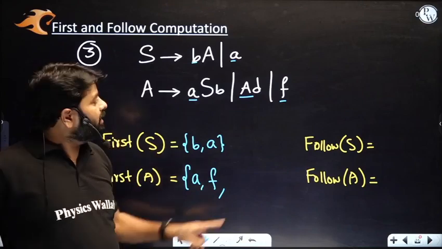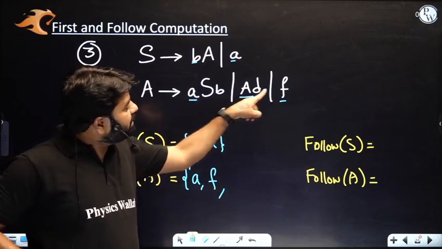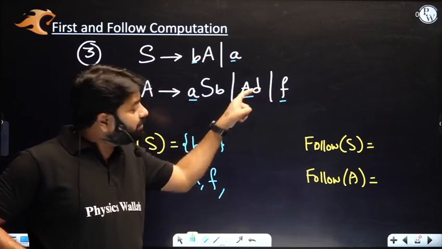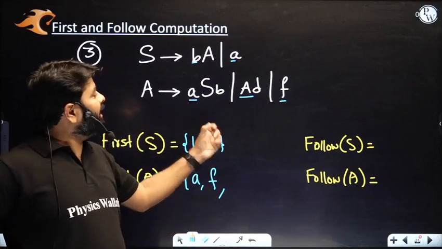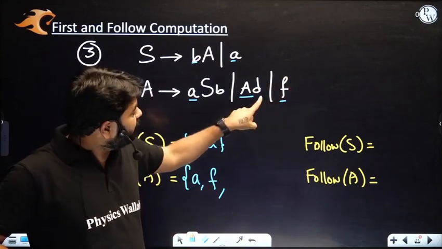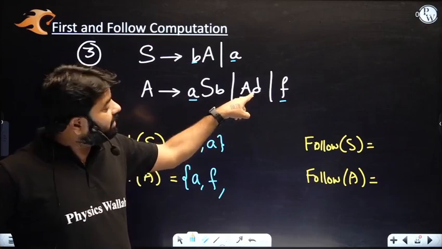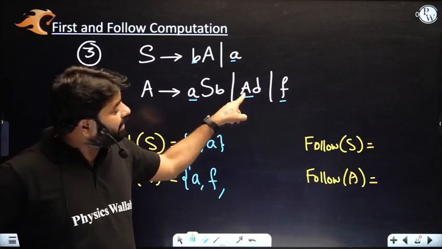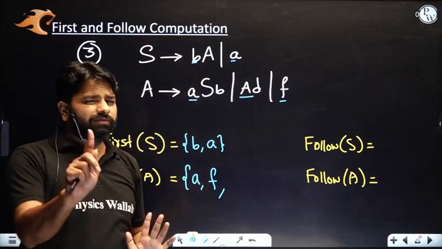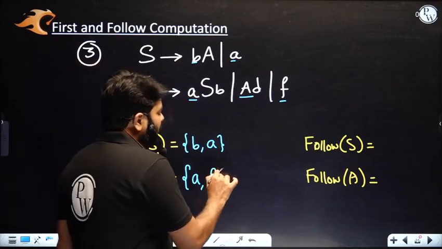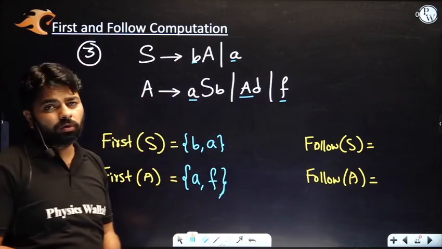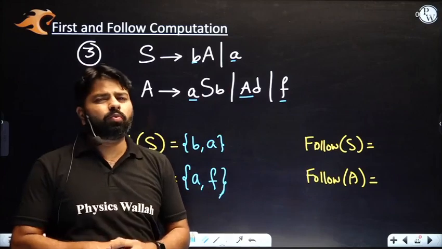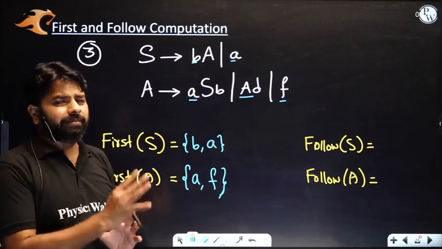But sometimes if this capital A is deriving epsilon, then this D might come here. Luckily we don't have epsilon here, that's why we are not going to this D. But this D you may get when this capital A derives epsilon. That's a very important point. But right now I can close with this. I can say only A and F come, whatever you derive with capital A.